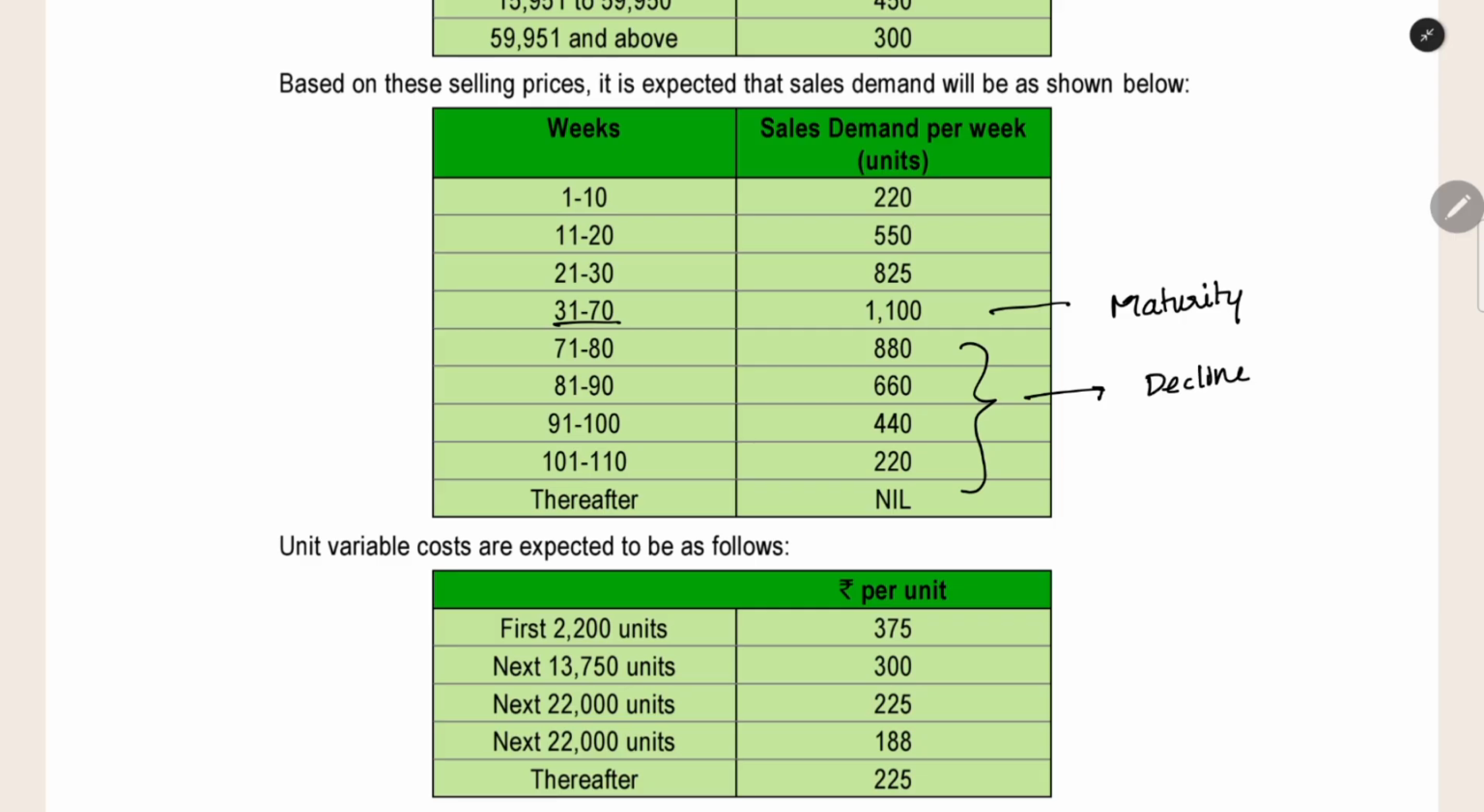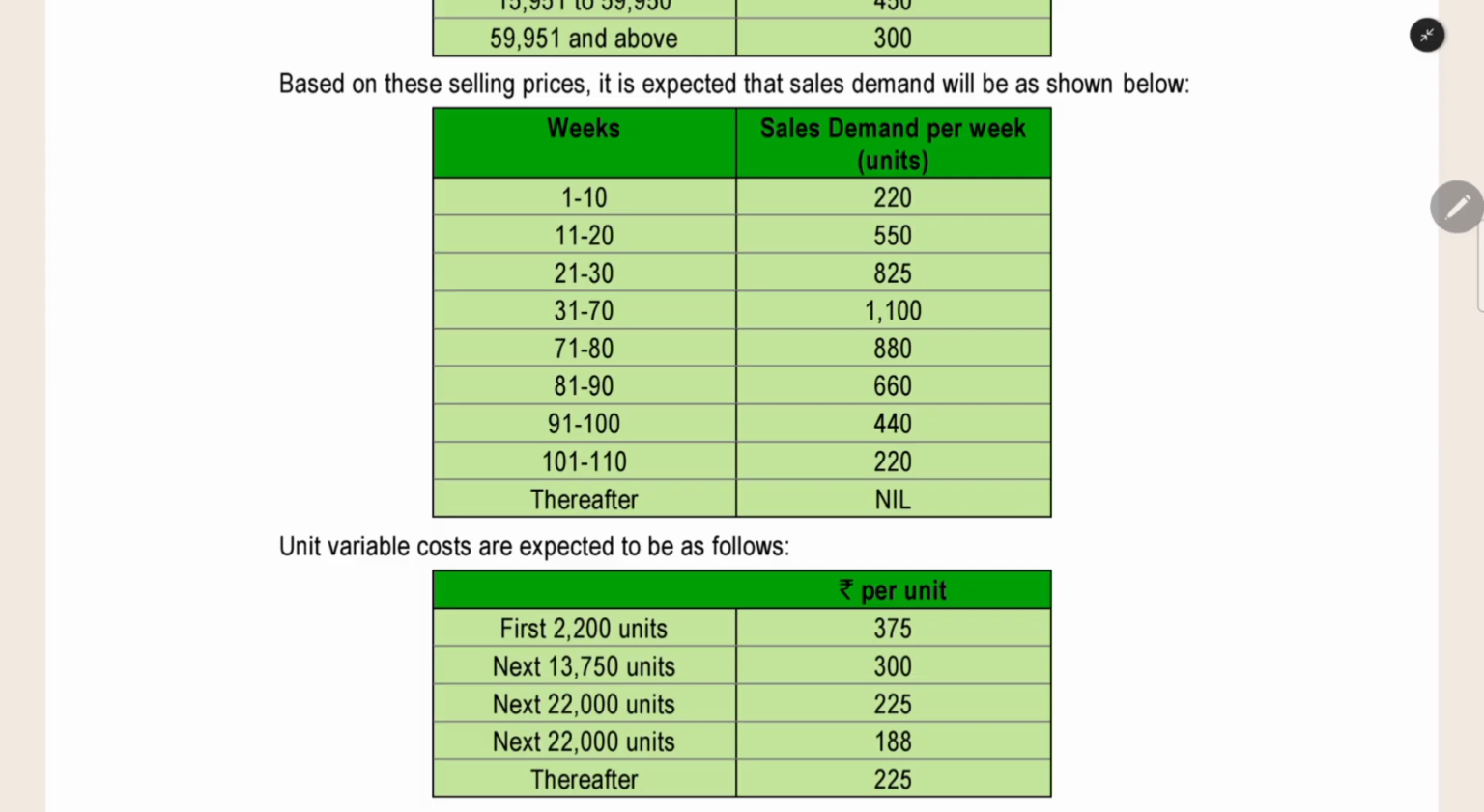This we found out. Now, the total units we are selling under the maturity stage is 1,100 into the total number of weeks, that is 70 minus 30. We have 40 weeks here. So totally we are selling 44,000 units in the maturity stage. And in the decline stage, if you calculate this, you will get 22,000 units. We are selling 22,000 units in the decline stage.